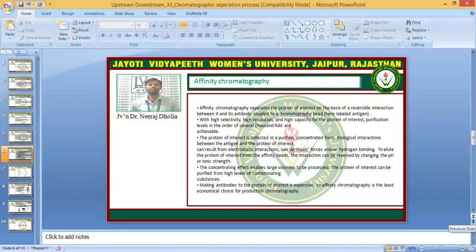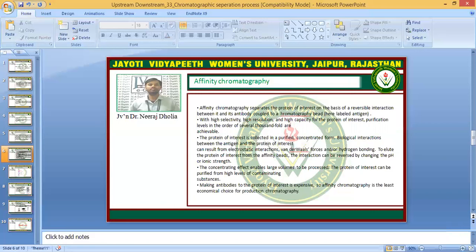So what is ion exchange chromatography? Simply, the opposite charge ions will be captured by the stationary phase which has the complementary charges. That is normally ion exchange chromatography. Okay, another chromatography is the affinity chromatography.